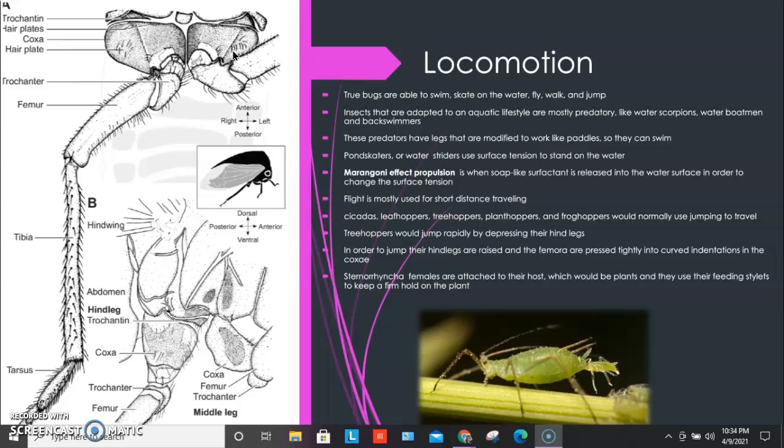And I have a diagram here. This is for the tree hopper. They would normally jump rapidly by depressing their hind legs. Before they jump, their hind legs are raised and their vertebra are pressed tightly together into curved indentations. The coxa is basically a hip bone or hip joint. And the femora is basically a femur, the bone of the thigh or upper hind limb. In the diagram, here's your femur, here's your coxa. What I wrote in my PowerPoint is the pro version of those words.